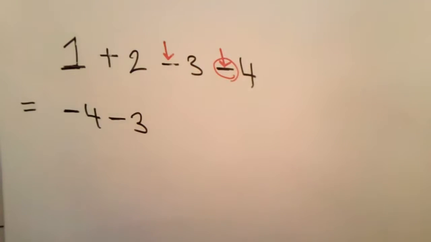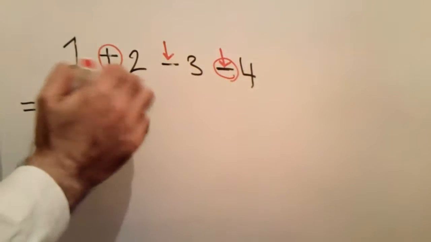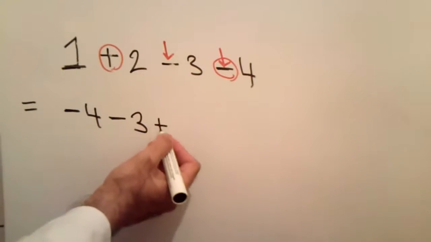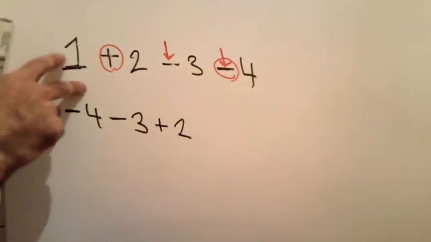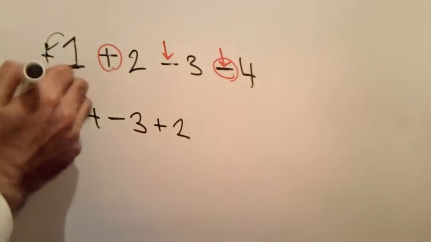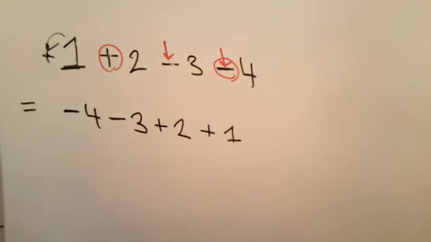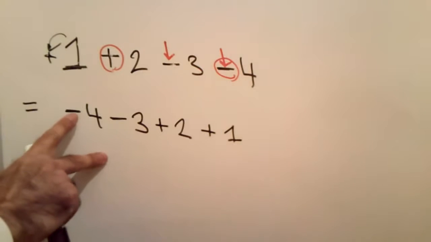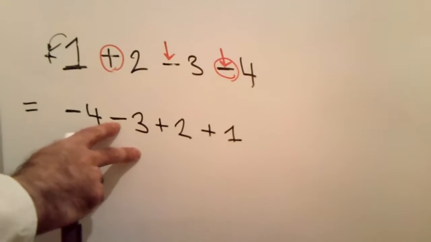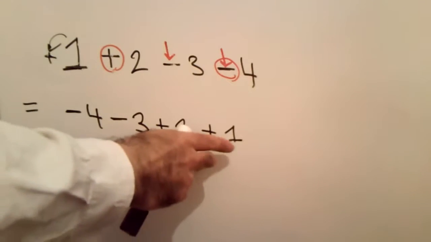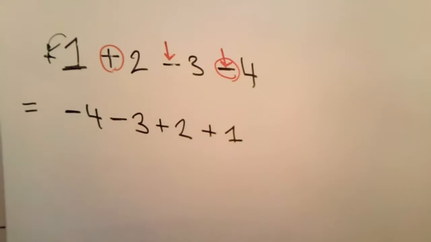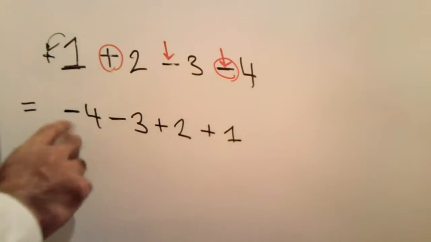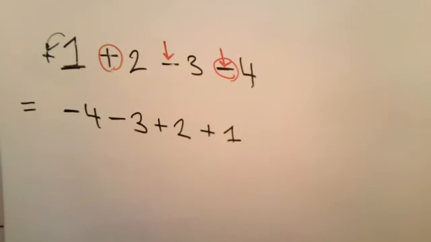This one, the 2 is a plus. Remember, it's always on the left hand side. So plus 2. Now 1, the sign is on the left hand side. That's a plus as well. So plus 1. So we can say that 1 plus 2 take away 3 take away 4 is the same as negative 4 take away 3 add 2 and add 1. So this example was trying to show the relationship between the operator and the sign, and how one can transform into the other.